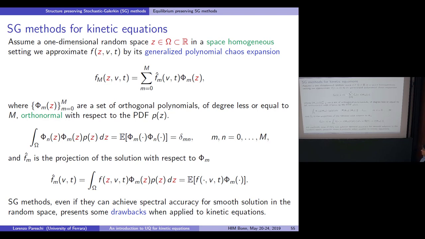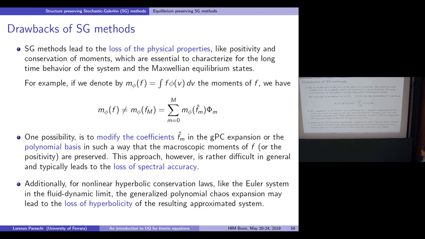So now, as we discussed, stochastic Galerkin methods are pretty interesting because if the solution is smooth in the random space, they can achieve spectral accuracy, but they present some drawbacks when we apply them to kinetic equations, or in general to equations which have some structure. Typically, they lead to the loss of the main physical properties like positivity and conservation of moments, which in our case are essential to characterize the long-time behavior of the system and in particular the local Maxwellian equilibrium.